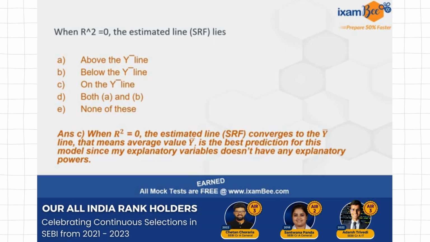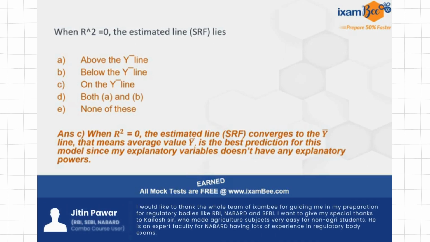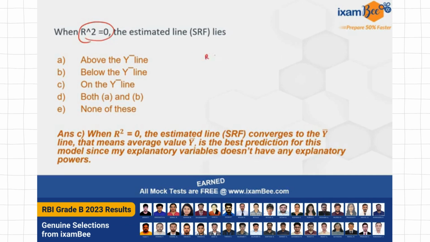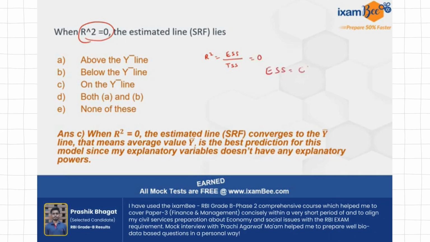So basically, you can read the explanation. The estimated line SRF converges to the y-bar line because the average value y-bar in this case now becomes the best prediction for this model, because R square value being 0 means that the explanatory variables do not have any explanatory power. R square being 0 means explained sum of squares divided by the total sum of squares being 0. So ESS, the explained sum of squares, is 0. That means the variation in yi which is explained by the xi's is actually 0. I hope you have understood this question.